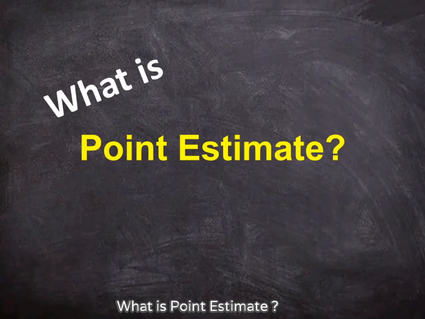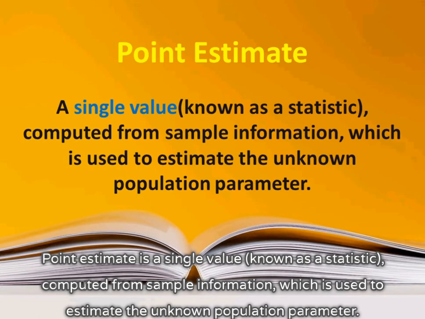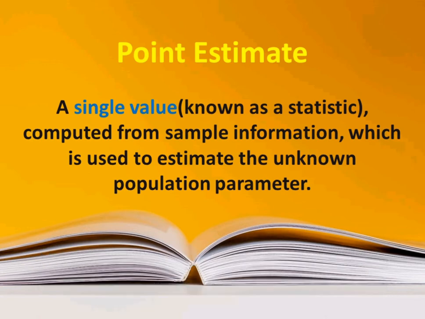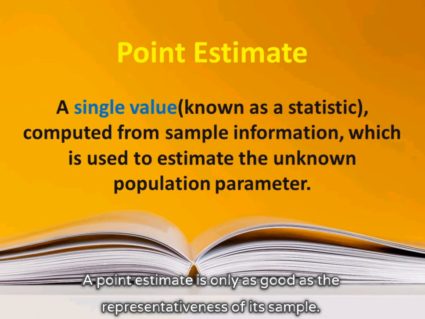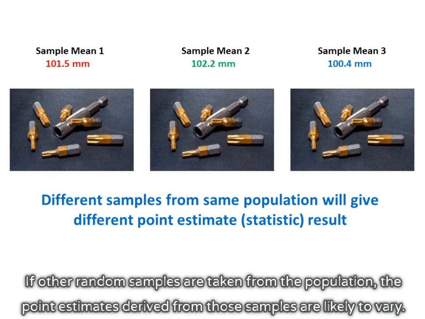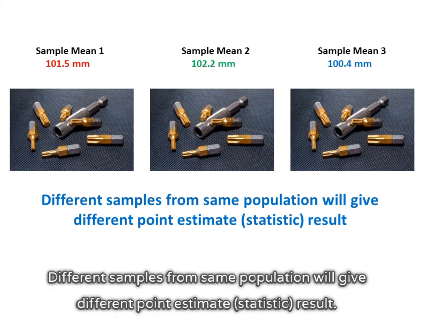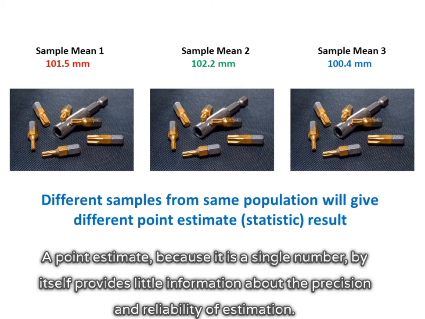What is point estimate? Point estimate is a single value, known as a statistic, computed from sample information, which is used to estimate the unknown population parameter. A point estimate is only as good as the representativeness of its sample. If other random samples are taken from the population, the point estimates derived from those samples are likely to vary. Different samples from same population will give different point estimate statistic result. A point estimate, because it is a single number, by itself provides little information about the precision and reliability of estimation.